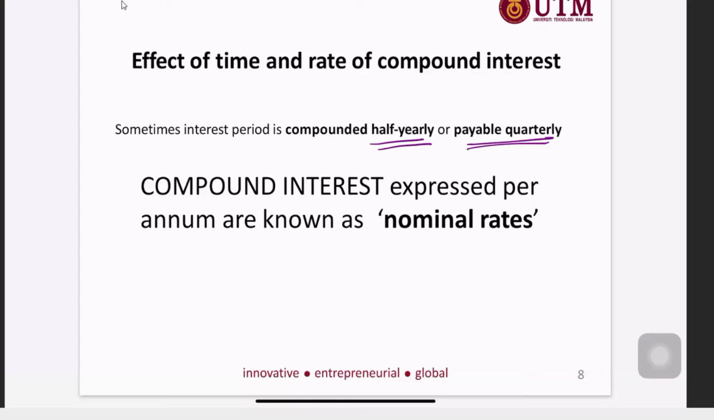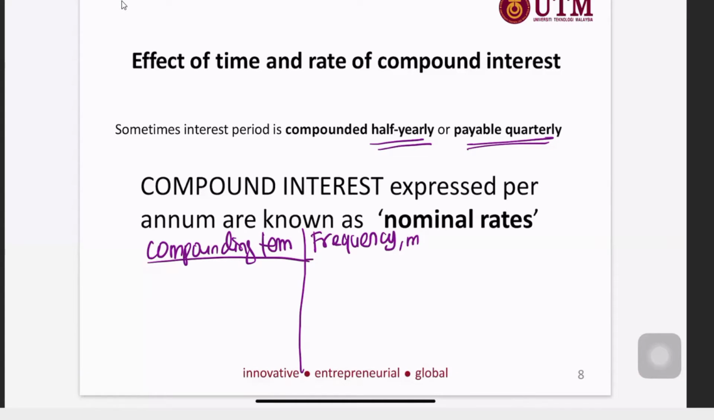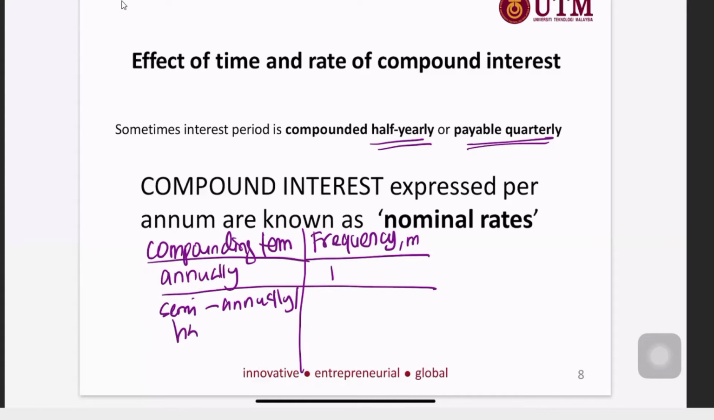Okay, so we have the compounding term and we have the frequency. Your rate can be compounded annually, so annually means 1. It can also be compounded semi-annually or half yearly, which is divided by 2. That means for 1 year, you have 2 times of compounding. If quarterly, you have 4. And then we also have monthly, which means 12.